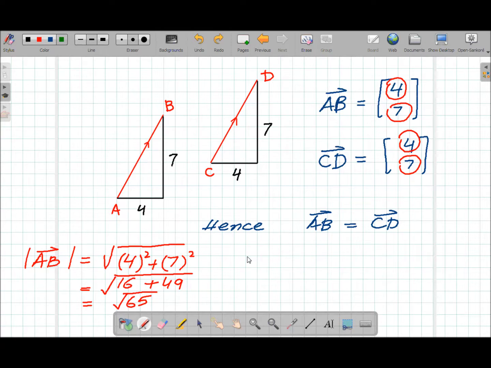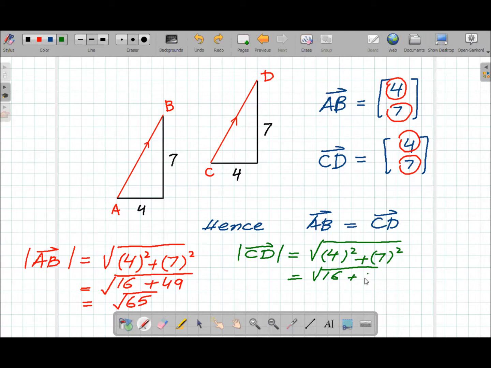For CD, CD magnitude is equal to square root of 4 square plus 7 square. Sixteen plus 49 is equal to 65.